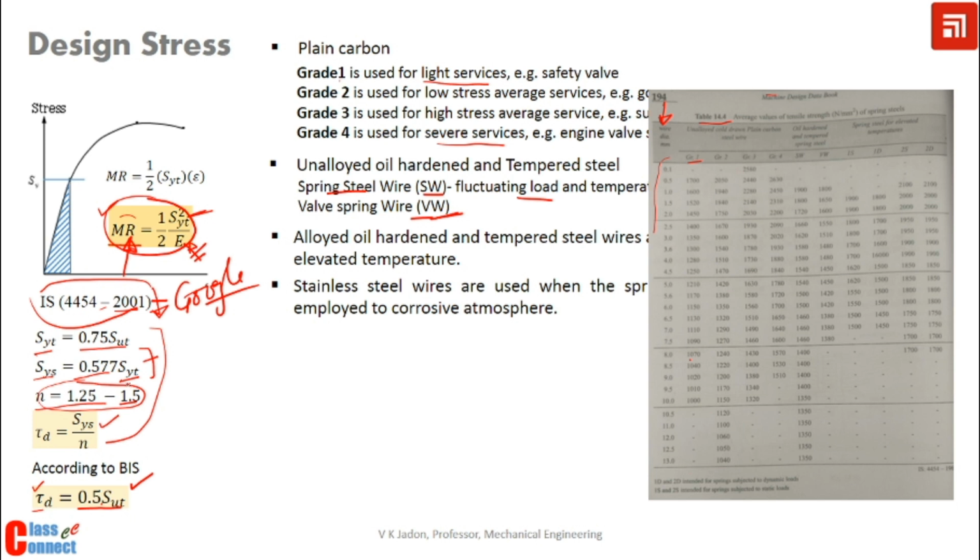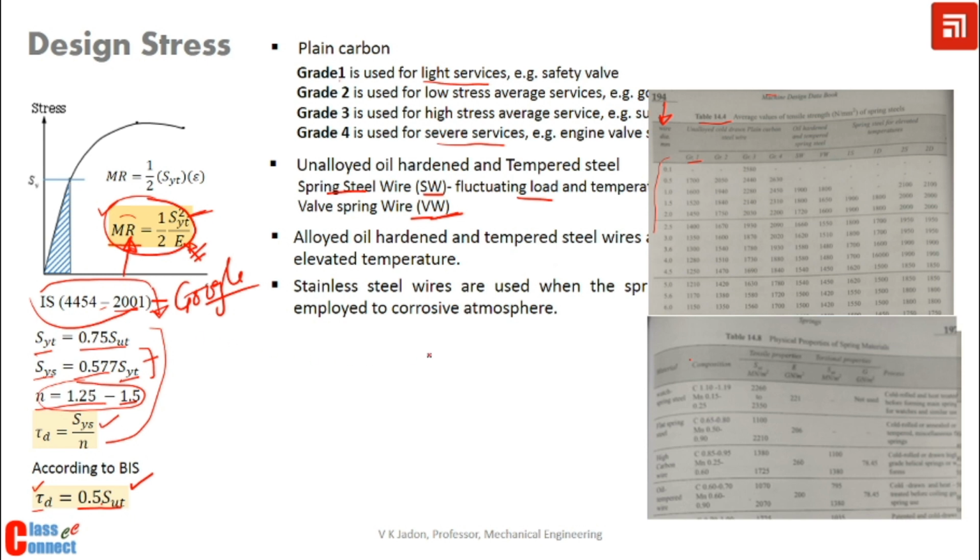So this is about the plain carbon steel design stress. If we are selecting the spring steel material, in this case the data which is available to us is general. It is not given for different wire diameters. So it is given in general, and that is why we have to apply a different concept for calculating design stress. And SYS in this case is taken as 0.5 times SUT, that we get from here.